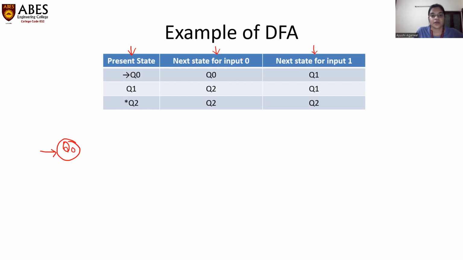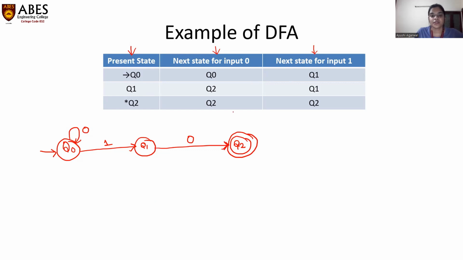From Q0, reading 0 we come back to the state Q0. Next, by reading 1, it is going to a new state Q1. From Q1, reading 0, it goes to a new state Q2. Q2 is the final state, so we will keep 2 circles around it.